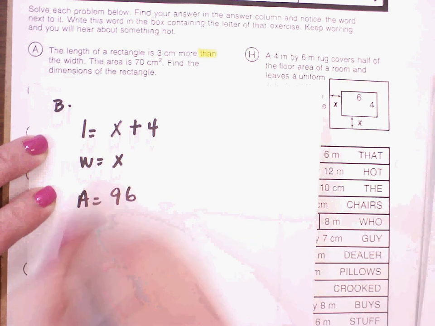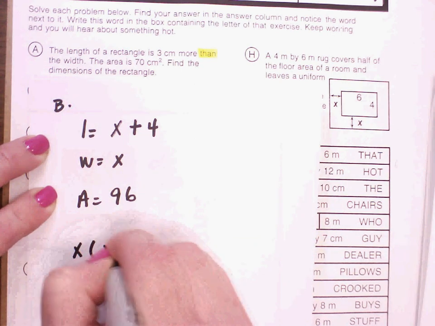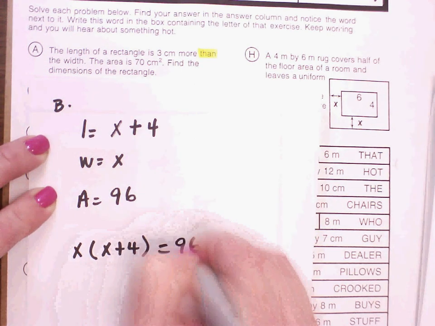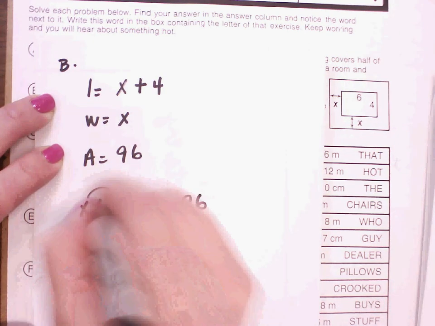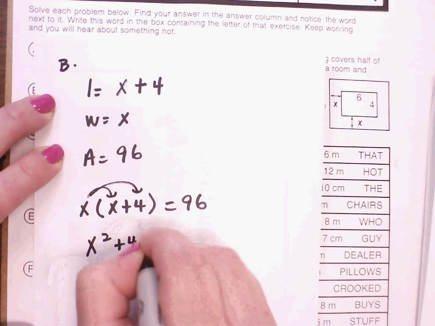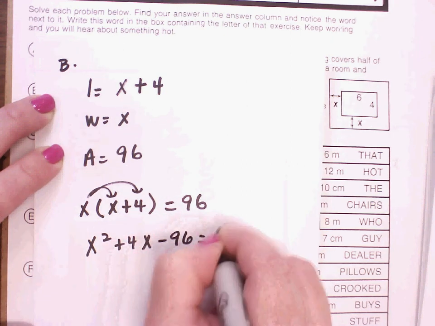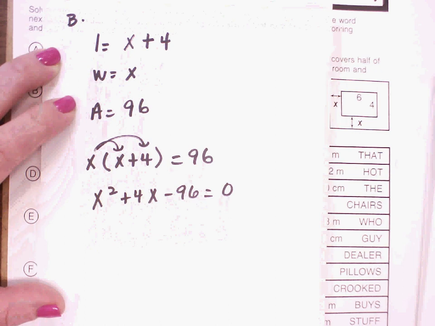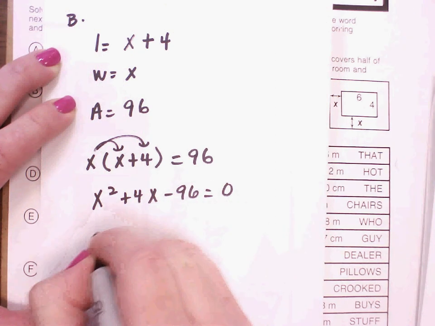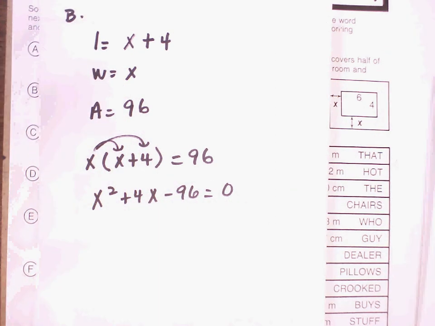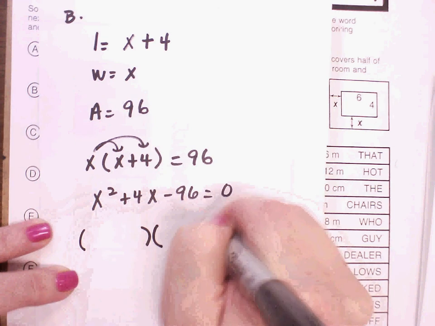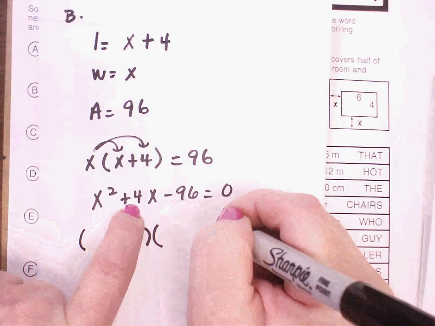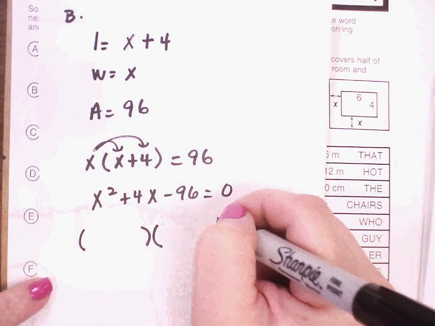Yay? How do you calculate the area of a rectangle? Length times width. So this would be x times x plus 4 equals 96. Let's distribute. X squared, 4x, and then I'm going to go ahead and move that 96. Yay? All right. So there's no GCF, darn it. Okay. Because that 96 is a big number. And it's got to add 4.